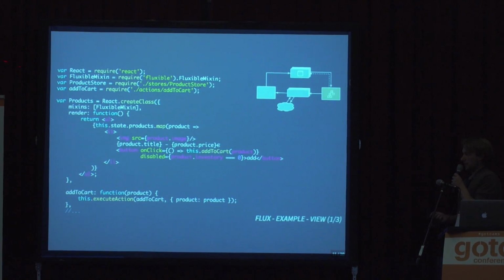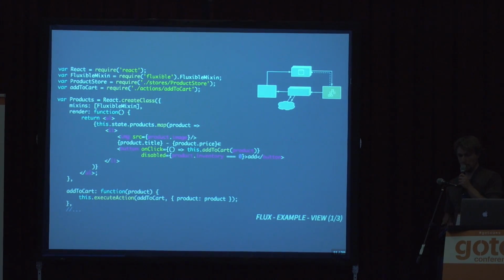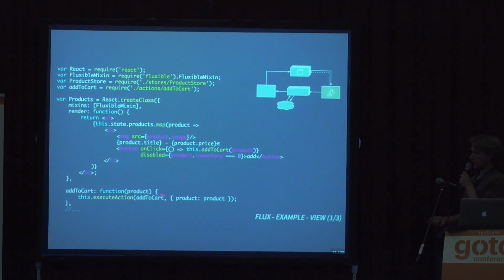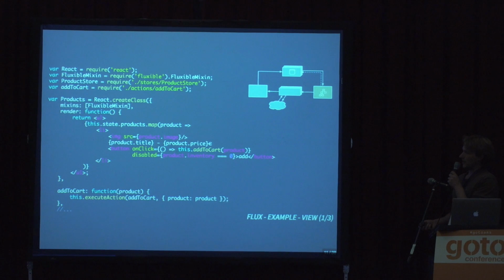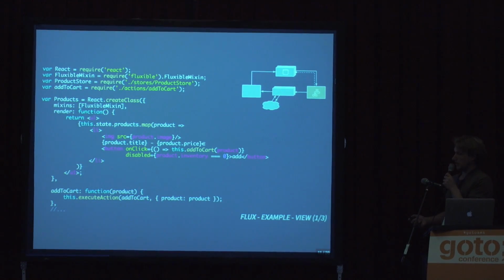And the most important thing that this view component does is just renders the current state, which it has received from the store, from the product store somehow. We'll see how. And it allows the user to press the button and to add this product to the shopping cart. For this, the action creator is called add to cart that we imported here.